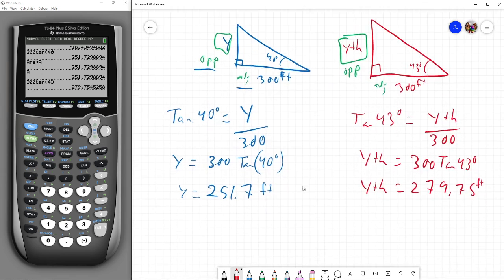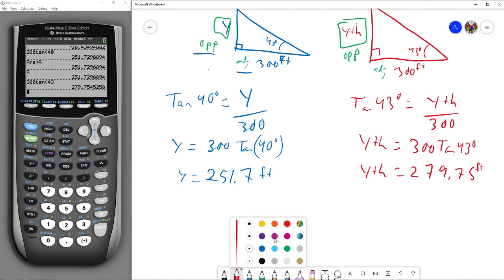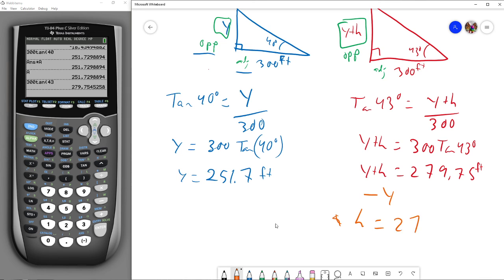Now, our final step is we just need to subtract y from both sides, right? So h is going to equal 279.75 minus 251.7. So I'm going to take this value and subtract it.